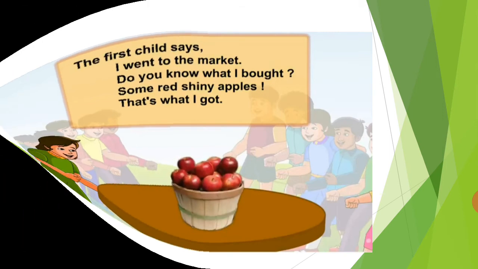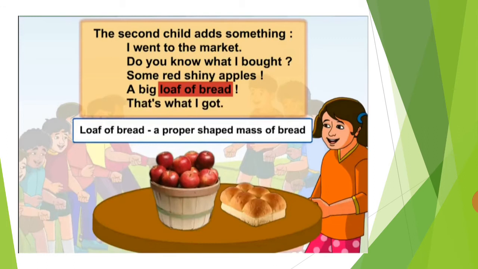Now, the next child, the second child adds something. I went to the market, do you know what I bought? Some red shiny apples, a big loaf of bread, that's what I got. Now here the second child repeats the first child's sentence as well. Some red shiny apples is the first child's sentence and he or she adds her own sentence, that is a big loaf of bread. That's what I got. What is the meaning of loaf of bread? Loaf of bread means a proper shaped mass of bread.